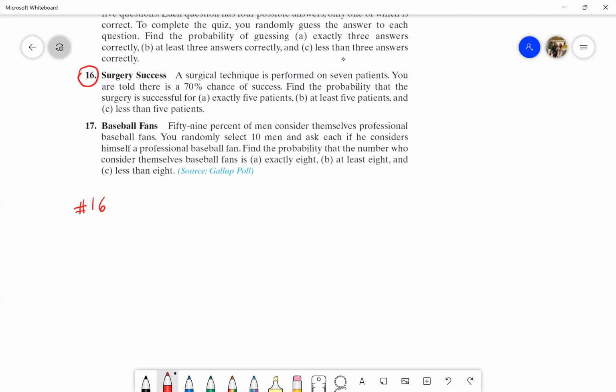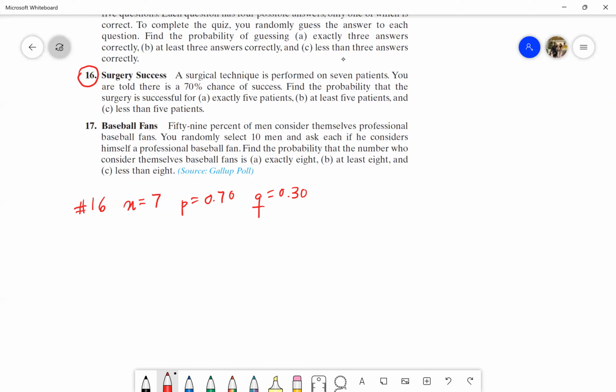So it says there, a surgical technique is performed on 7 patients. So how many patients did we perform the technique on? Is that fixed? Yes. What's the chance of success here? 0.7. What's the chance of failure? Perfect. Now, is independence achieved? Yeah, each surgery is independent from the next one. So one surgery doesn't affect the next surgery.